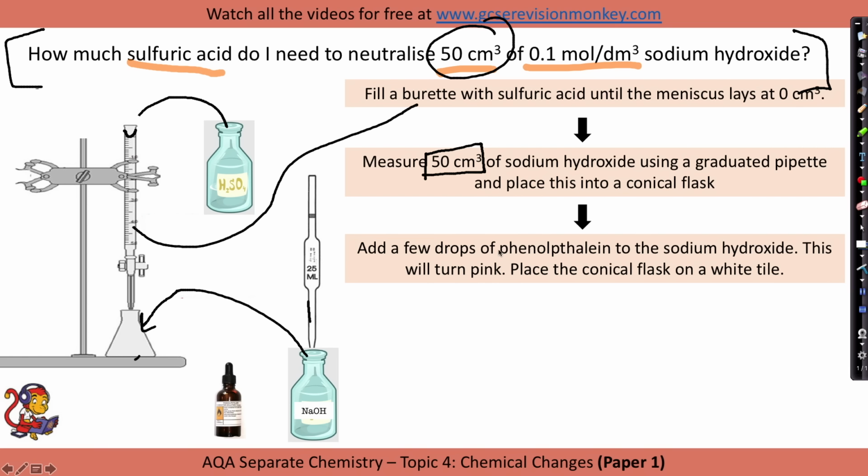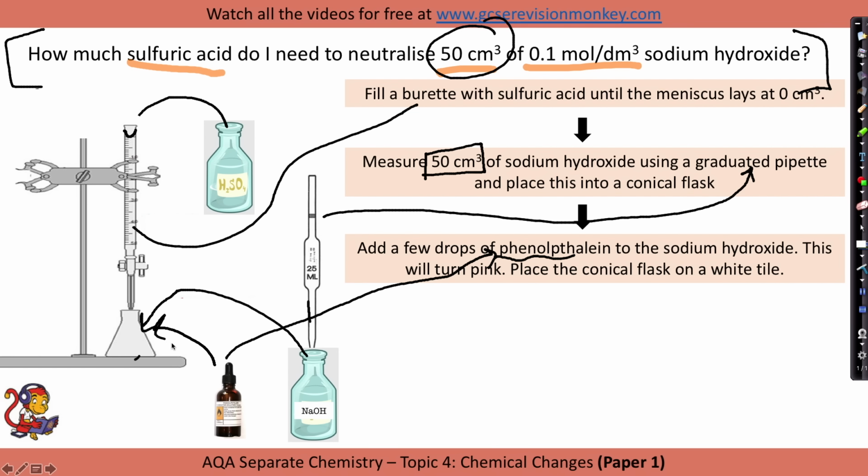Add a few drops of phenolphthalein. This is the indicator that we are going to use. So this was our graduated pipette, this here. This is the indicator we're going to use, and add a few drops of phenolphthalein to the sodium hydroxide in the flask. This will turn pink because it turns pink when it's in an alkali.